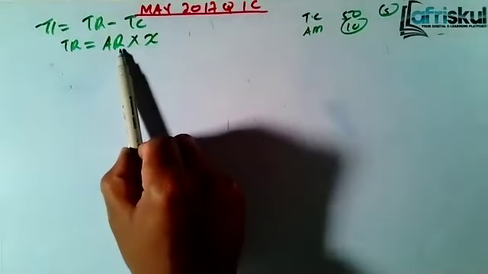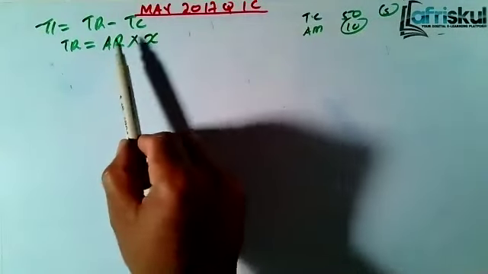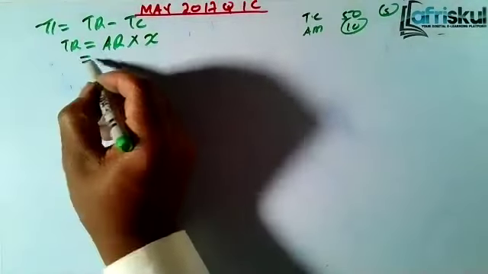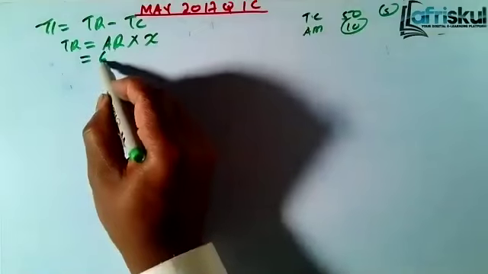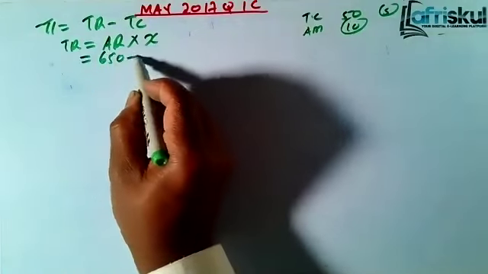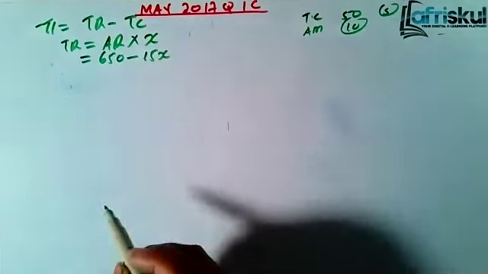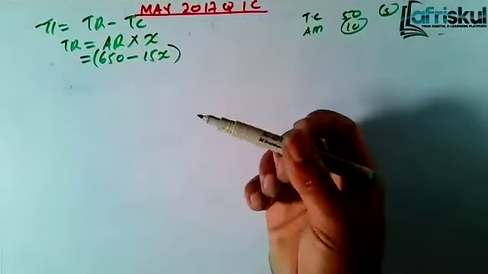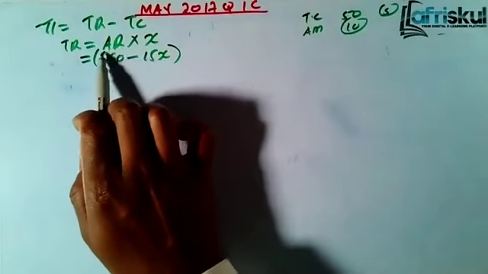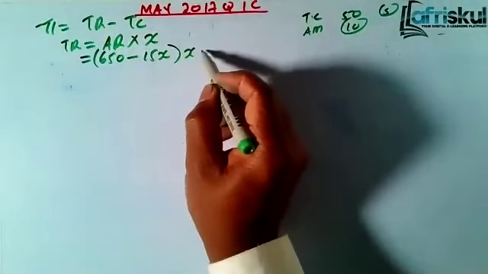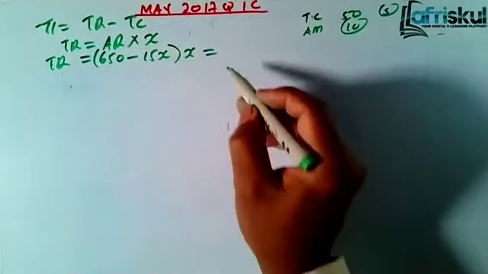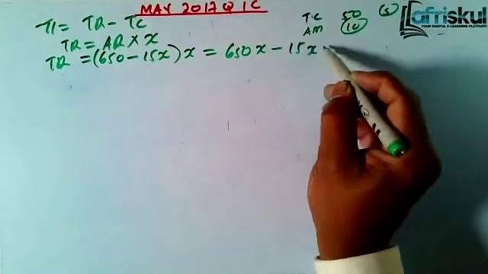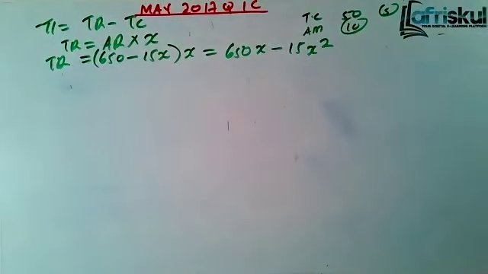In this case, we are given the average revenue. So to get the total revenue, you take the average and multiply by the number of units sold. The average you were given was 50 minus 15x. That's why I decided to use X here; if it was Q, I would just use Q. So it's the average revenue multiplied by X, which means our total revenue will be 650x minus 15x squared.